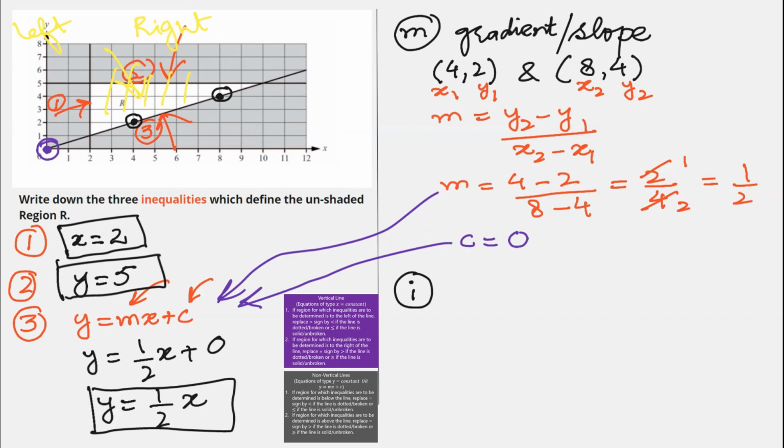So on the right side, your values are greater. So you replace your equal to sign by greater than. So your first inequality is x is greater than or equal to 2, because your line is solid.